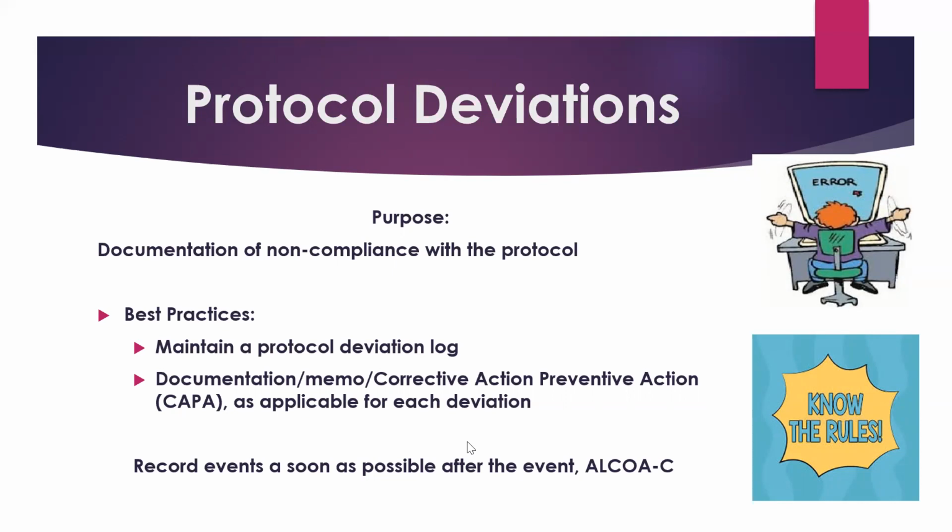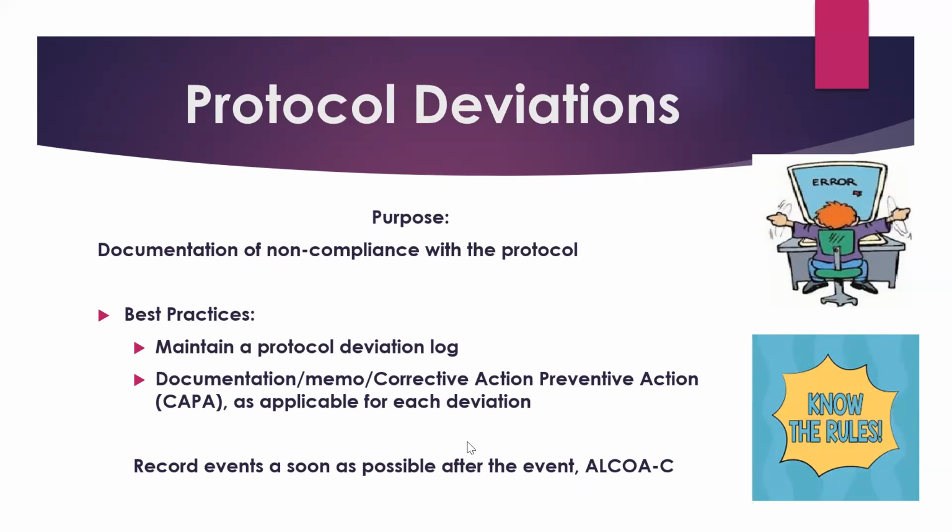On the protocol deviations, you want to record the events as soon as possible so you don't forget exactly what happened. And you also want to try to correct those events as soon as possible, so that you don't keep having the same problems occurring.